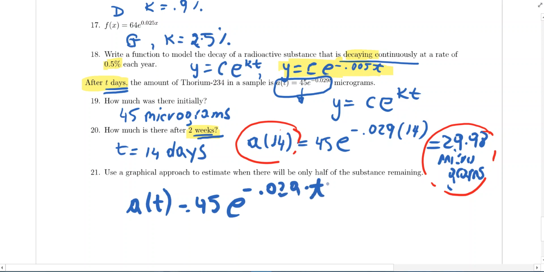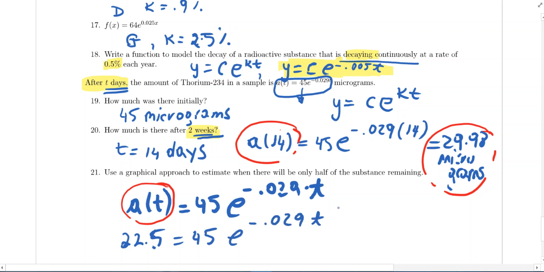So they're asking us, when would there only be half of the substance remaining? If I start with 45, I'm interested when this amount becomes half of 45, which is 22.5. So I know that the amount is 22.5, I know that I started with 45, and the question is, when does that happen? So I'm asked to solve for t.